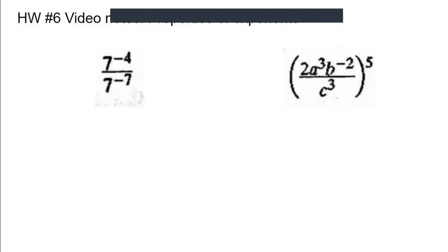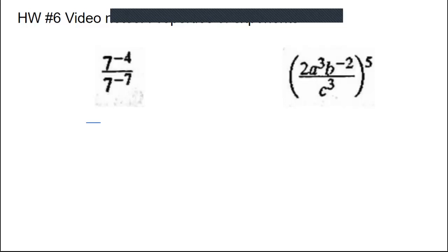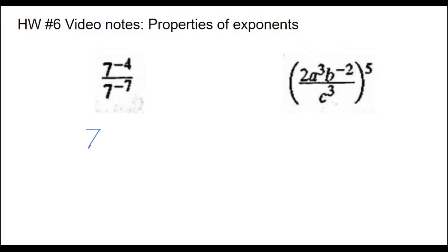So let's begin. In this one, 7 to the negative 4th over 7 to the negative 7th reads, well, let's use our property which says keep the base and take the exponent on top and subtract it from the exponent on bottom. So minus a negative 7 will turn into plus a positive. So that'll really turn into 7 to the positive third power, which equals 343.